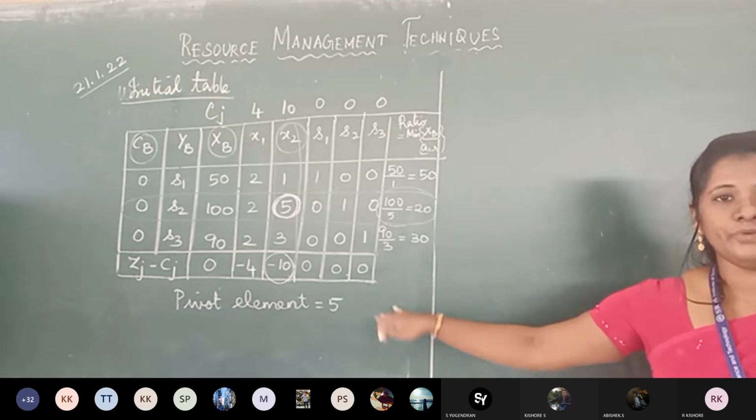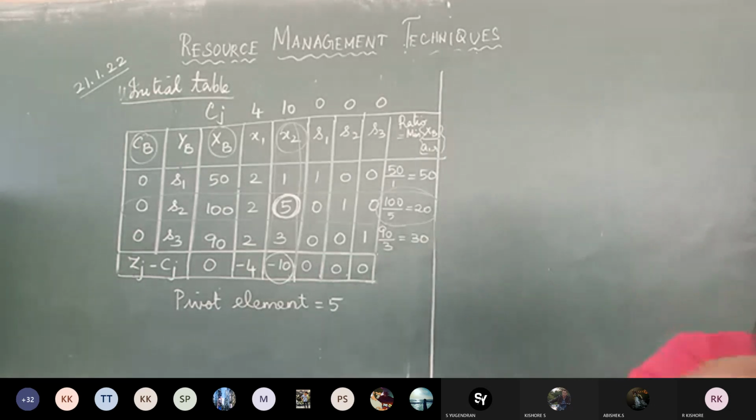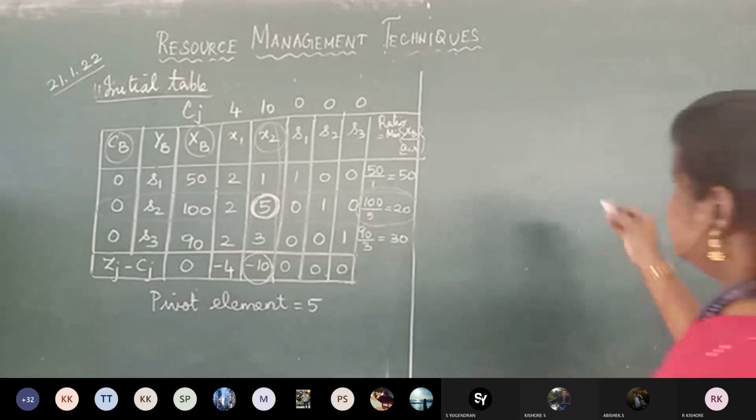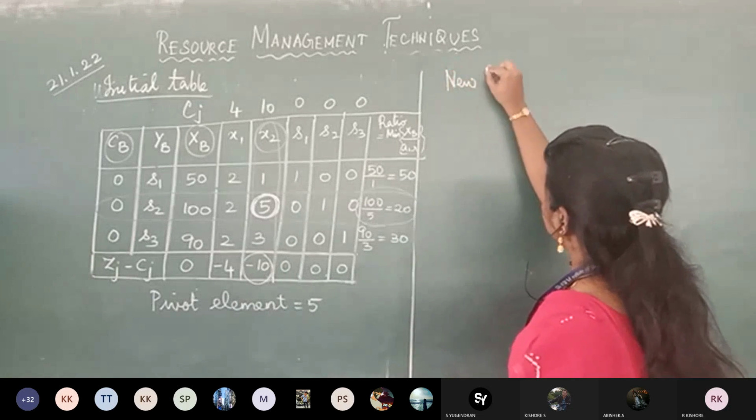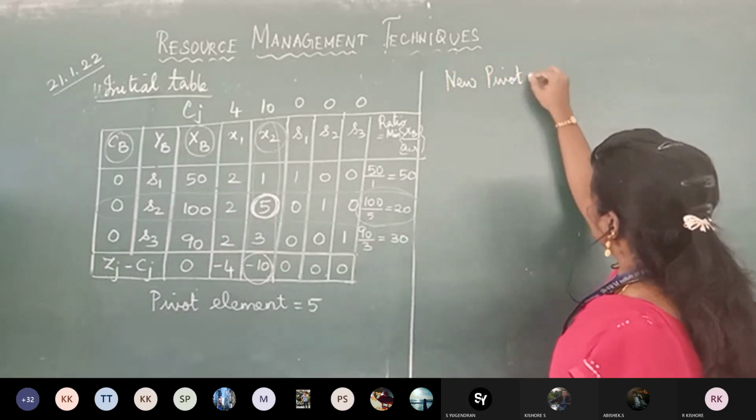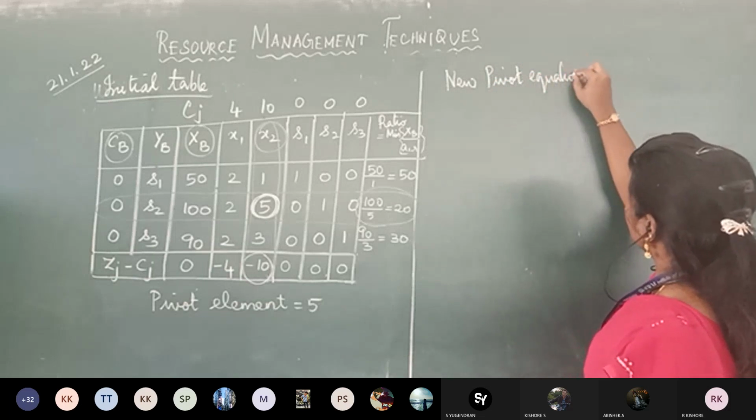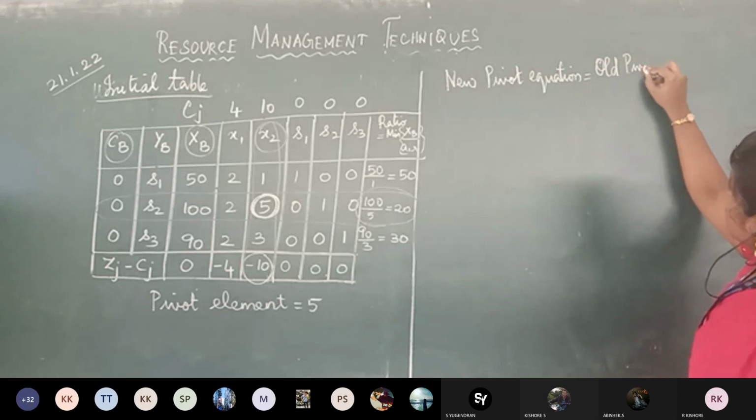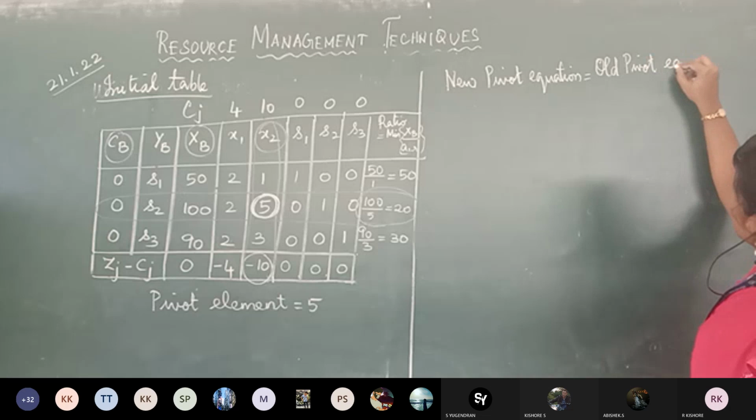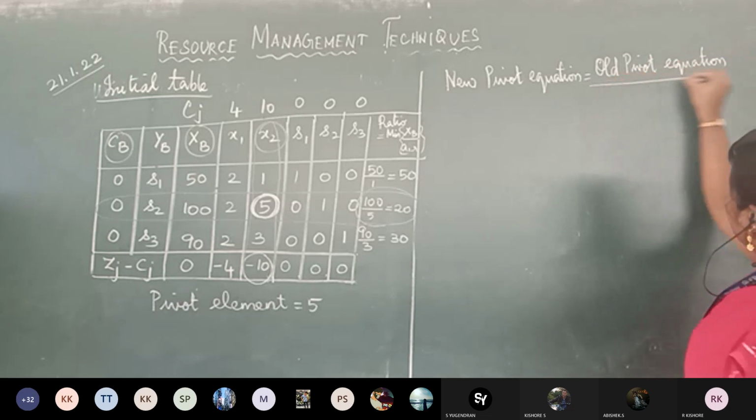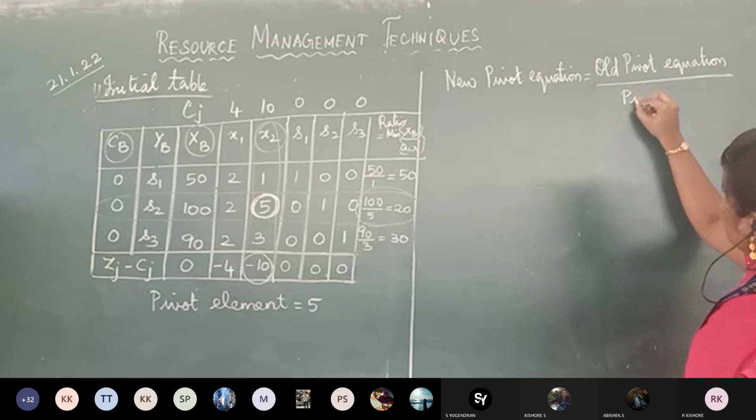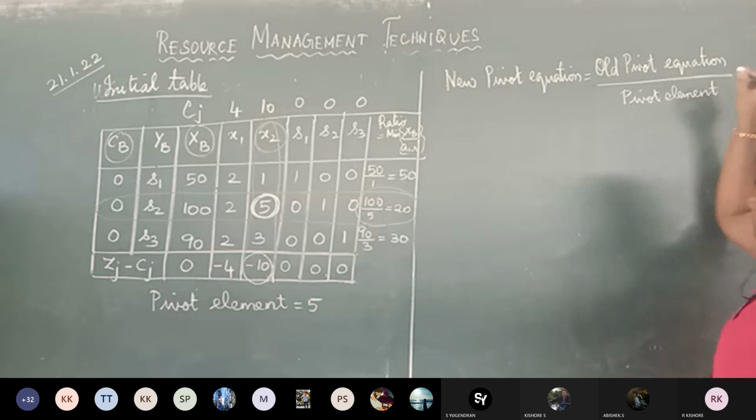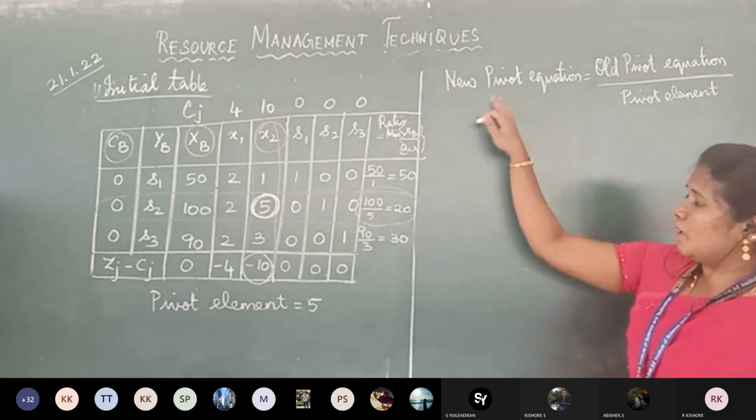Total pivot element. Now we have to find out a new pivot equation. Next, you'll have to find out a new pivot equation. So your new pivot equation is nothing but your old pivot equation divided by your pivot element. That will be your pivot equation. This is your formula.